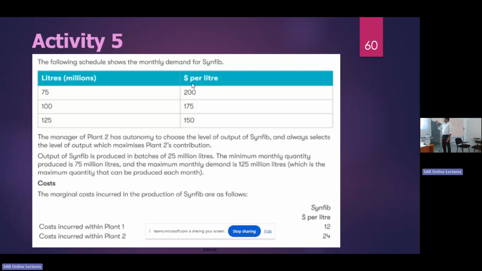Output of synfib is produced in batches of 25 million liters. It goes in 25 million steps, 75, 100, 125, nothing in between. The minimum monthly quantity produced is 75, maximum 125. Cost: marginal cost incurred by plant 1 is 12. And the marginal cost for plant 2 is 24 per unit.